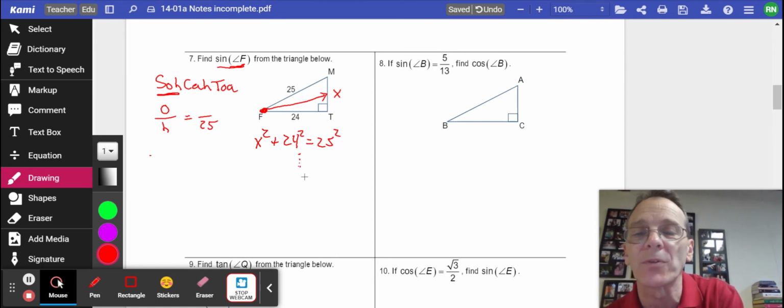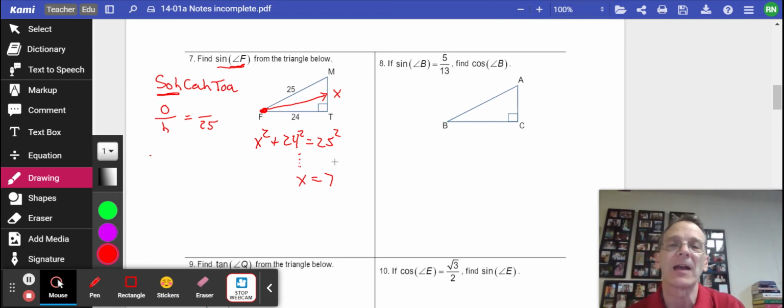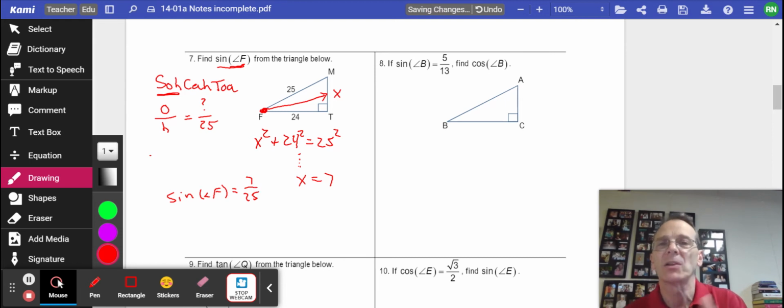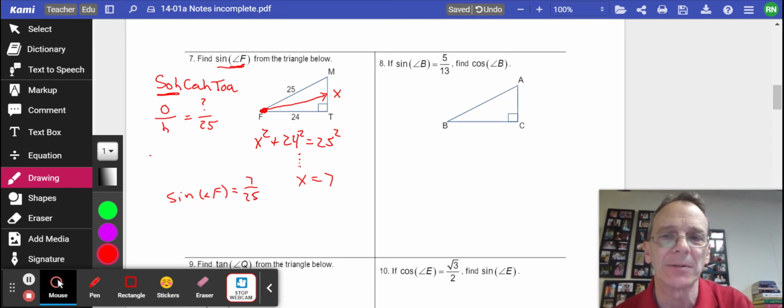Do the little bit of work required to solve for x. It's not much. You'll find out that x is equal to 7. Okay, and that's the side that is opposite from angle F. And so the sine of angle F is equal to 7/25. So a little Pythagorean theorem work required to solve this problem. Not complicated, not a big deal.